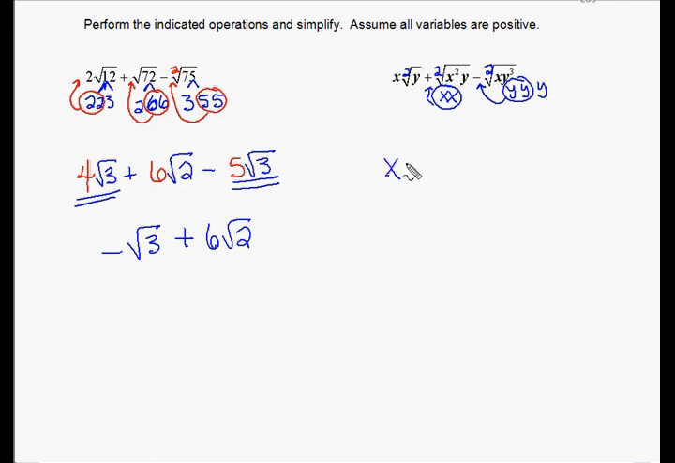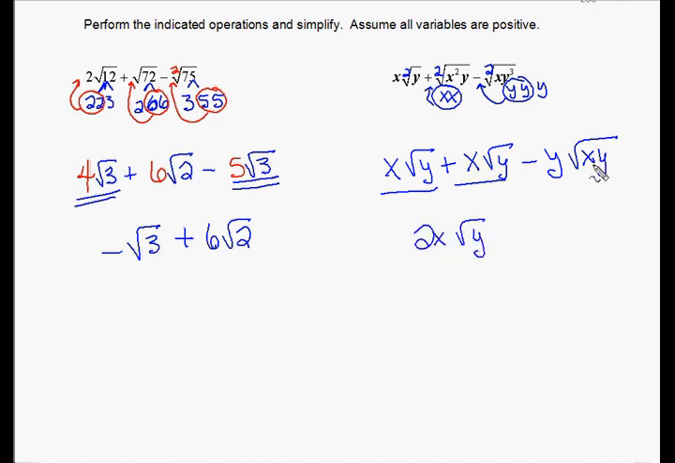Let's rewrite this so we can see what we have. X square roots of y plus x square roots of y minus y square roots of xy. Fortunately for us, when that radicand is the same, with the same index, our coefficients are something that we can add together. So when I add these two terms together, I get 2x square roots of y. But this radicand is different. Even if it was the same, this coefficient is not a like term. So I just have y square roots of xy.